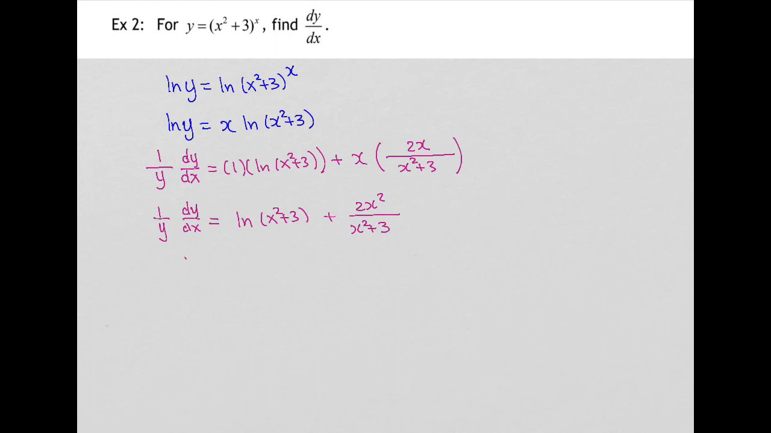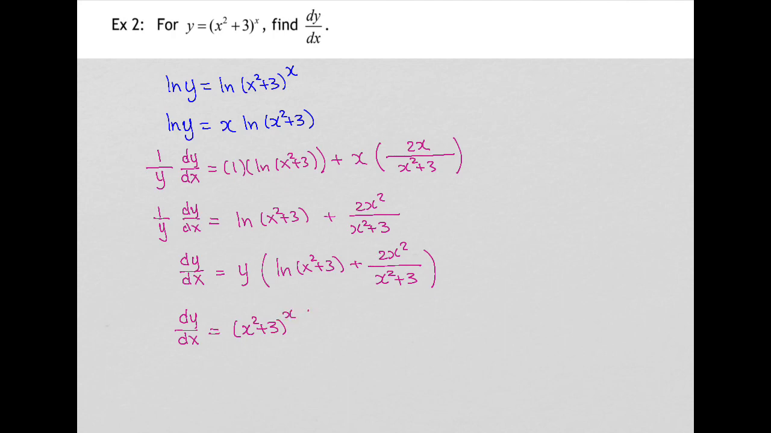And let's move the 1 over y to the other side. That means you're multiplying by y on both sides. Final step, let's switch our y back to x squared plus 3 to the exponent x times by ln x squared plus 3 plus 2x squared over x squared plus 3. And that's our differentiation.